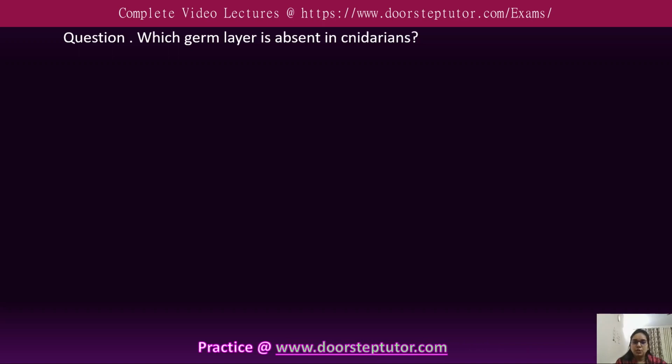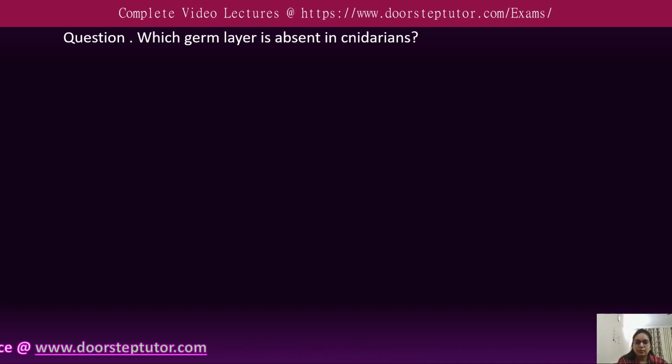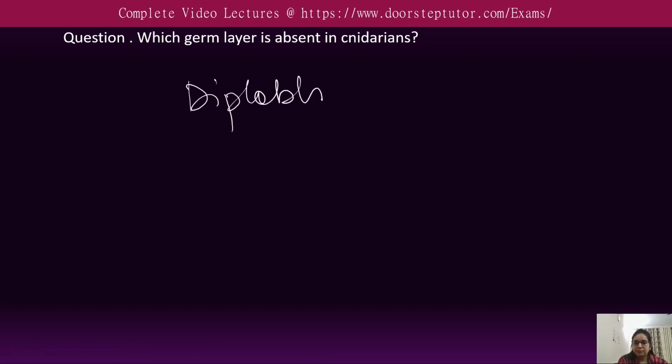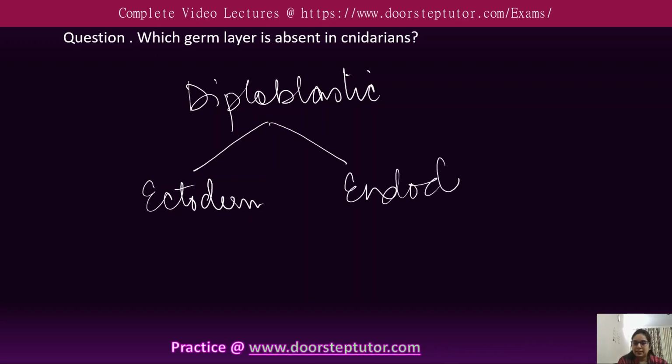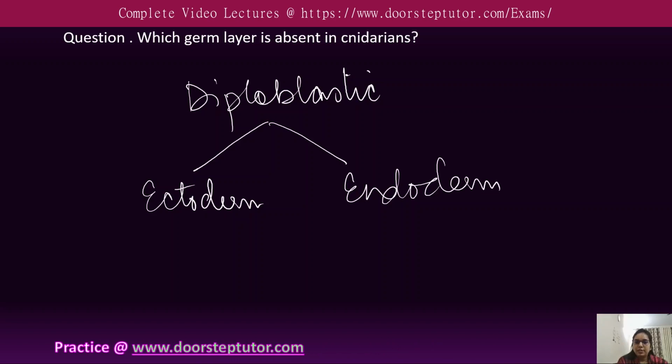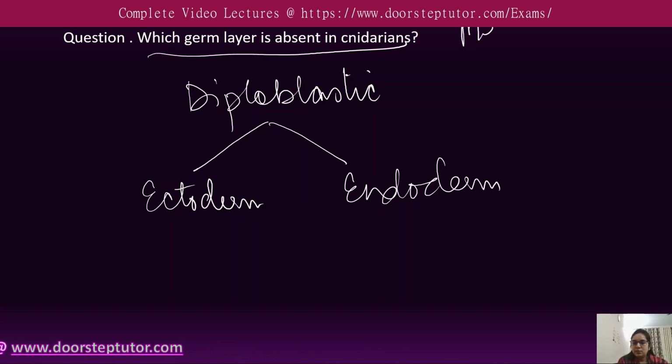Next question is, which germ layer is absent in the Cnidaria? Obviously we know that the Cnidaria are basically diploblastic animals. And if it is a diploblastic animal, it means they have two layers present in them, the ectoderm layer and the endoderm layer. So which layer is absent? The mesoderm layer is absent in the Cnidaria.